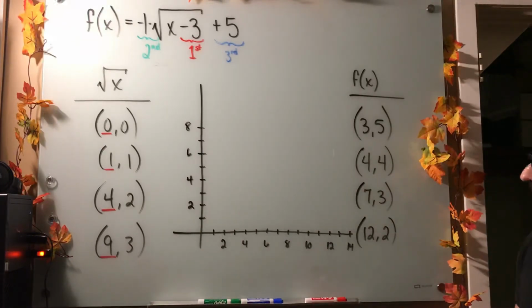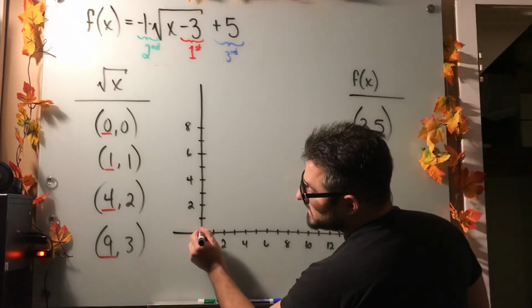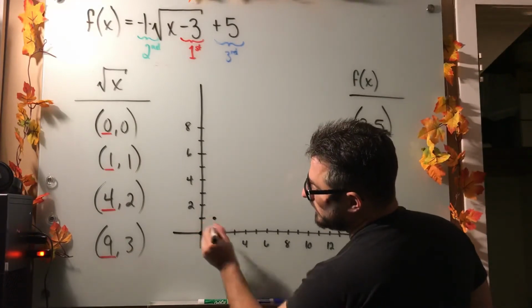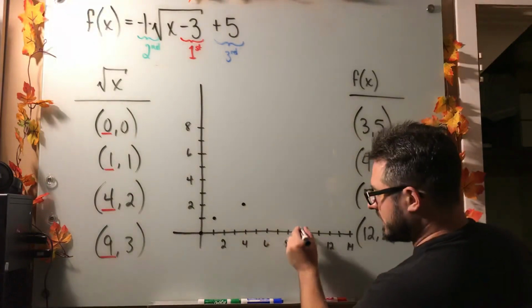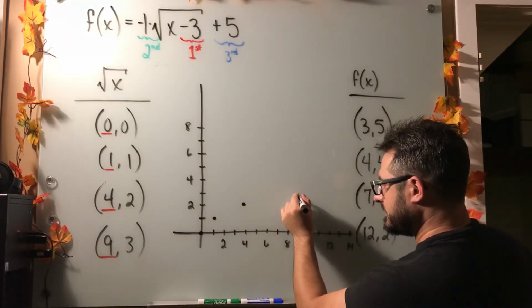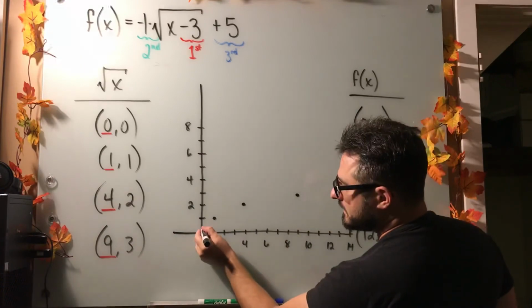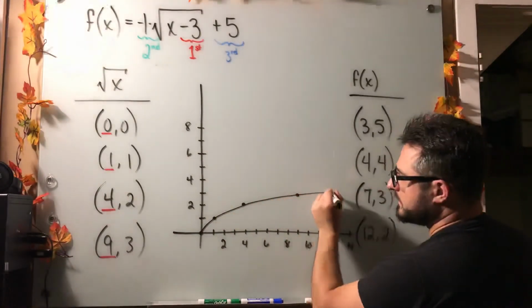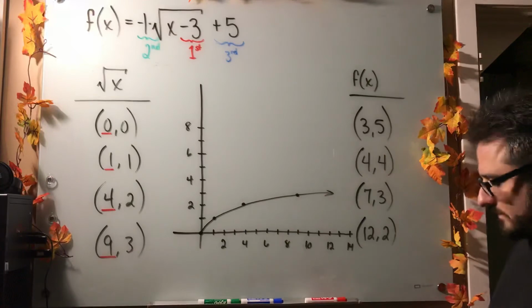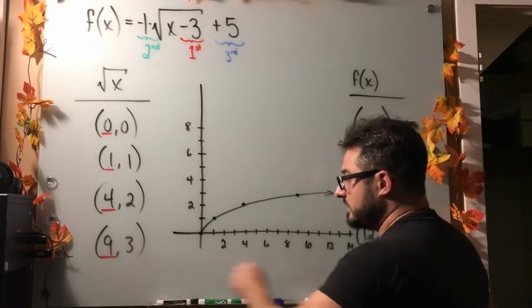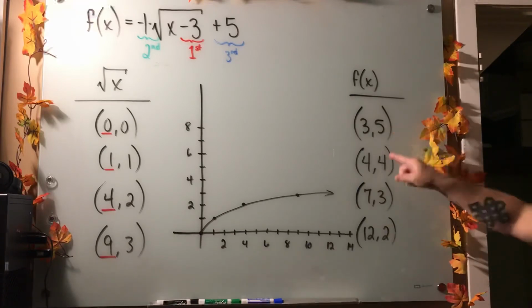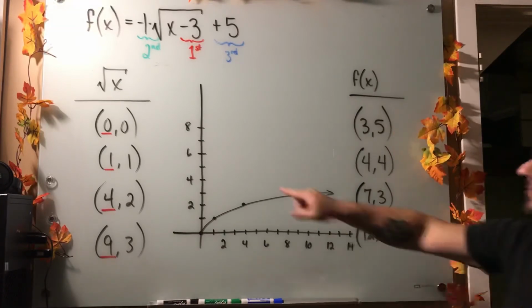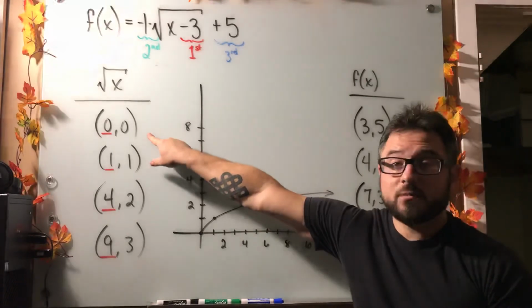So I'm going to start by marking the original function: 0, 0, 1, 1, 4, 2, 9, 3. Now, the new function is at these points. So I'll start with the corresponding point to 0, 0.